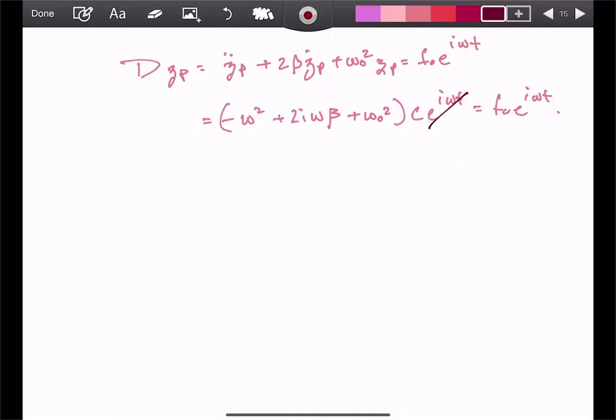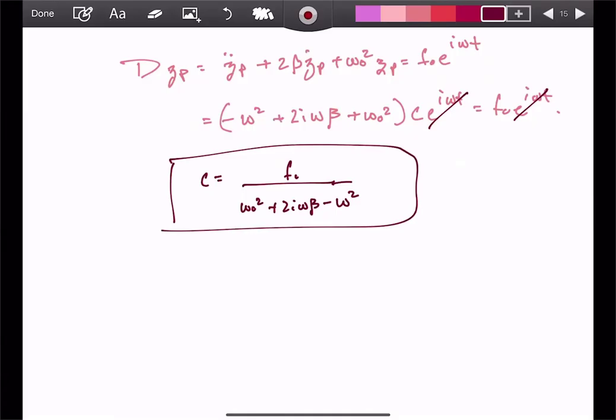So the e to the I omega t's are going to cancel. At the end of the day, let's solve this for c. c is going to be f0 divided by omega 0 squared plus 2I omega beta minus omega squared. This is my coefficient c, and notice that c here is within the complex numbers.